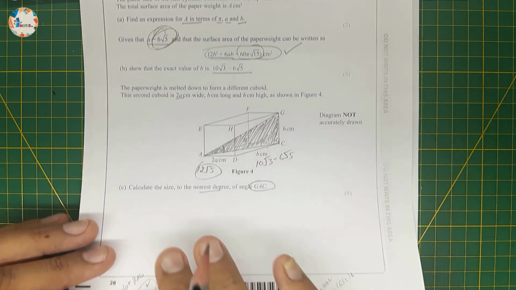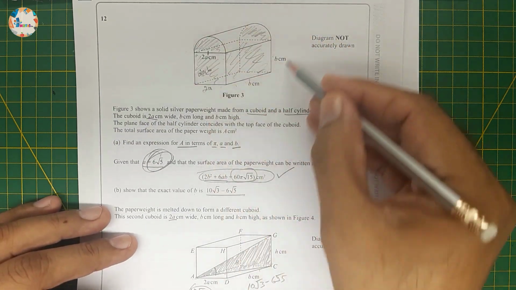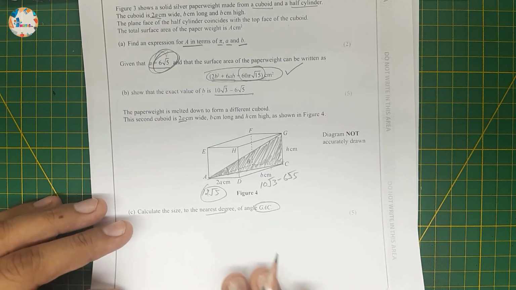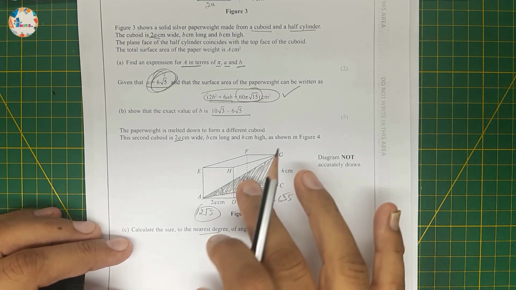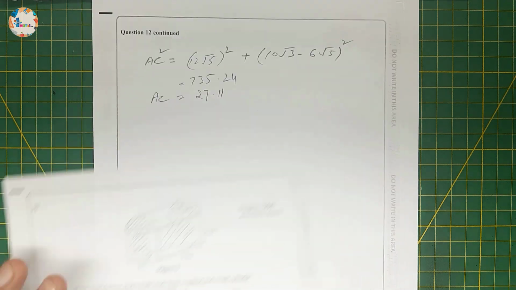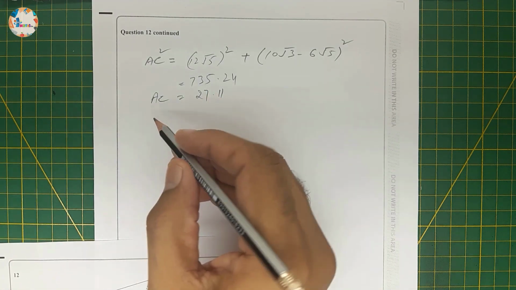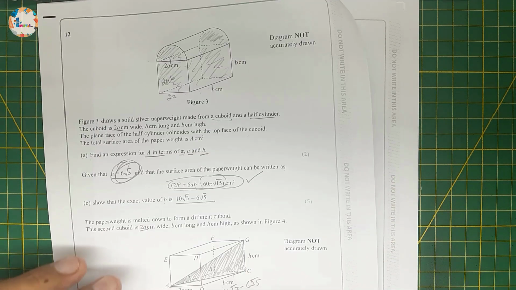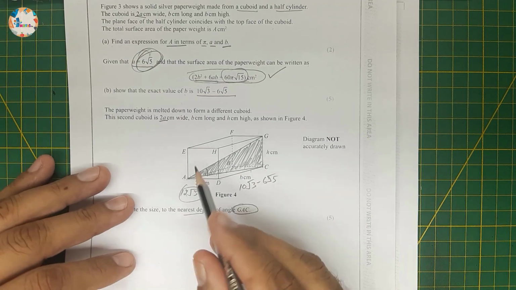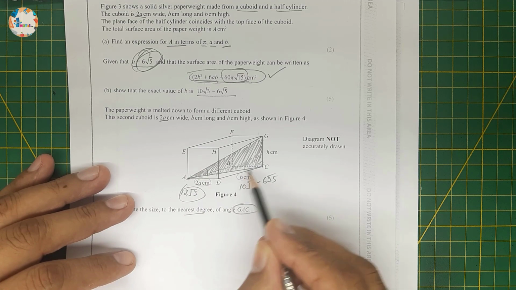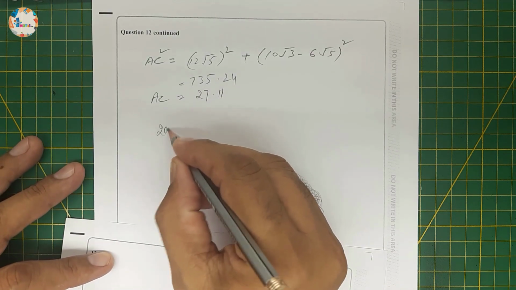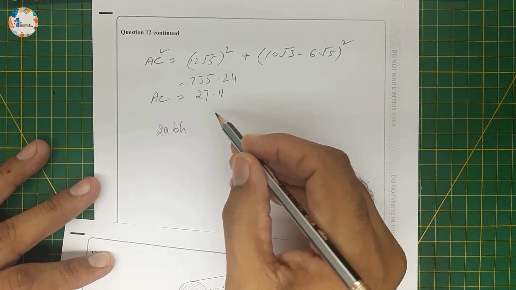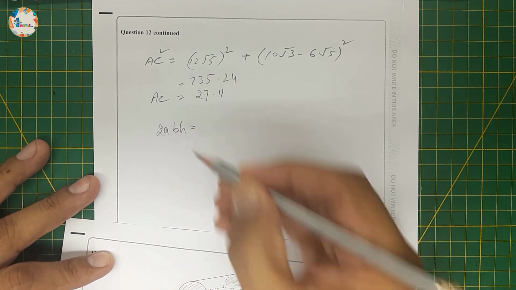Basically, the volume of this shape we know is equal to the volume of this shape. So we will write a relation for this one. The volume of this will be 2A into B into H, so it will be 2ABH. This will be the volume of the melted shape.